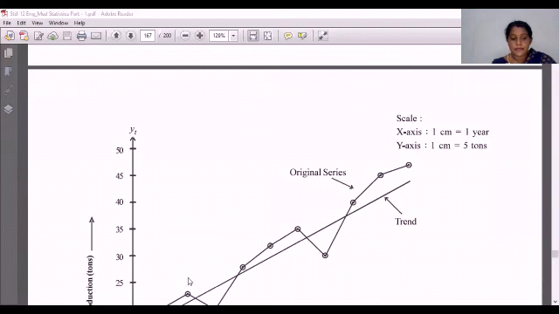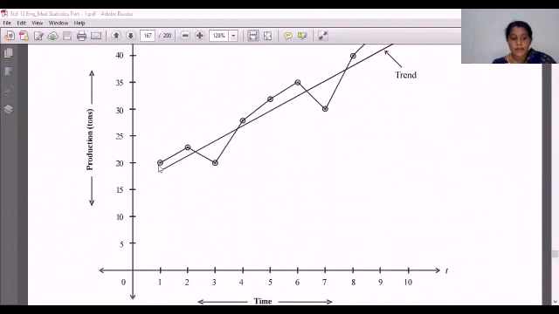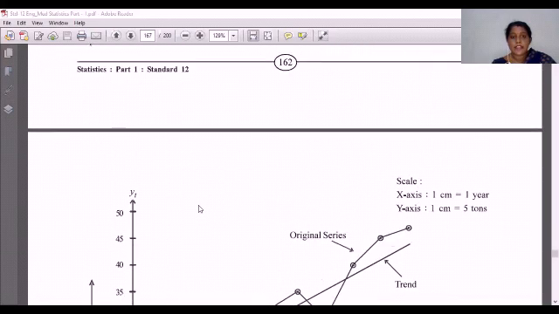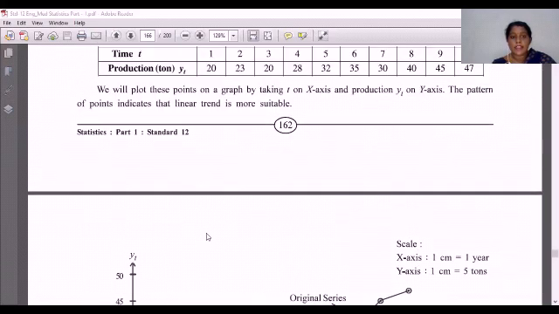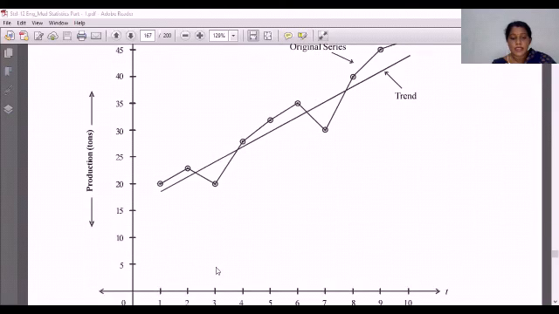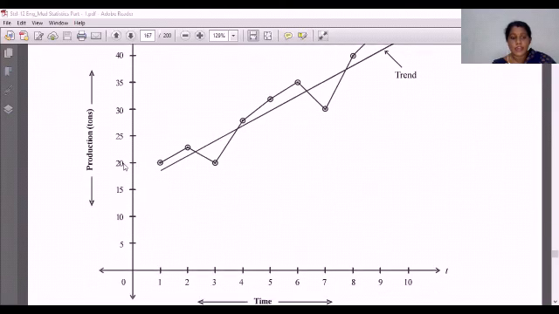So here one is 20. Then the second year it is 23. See, in between 20 and 25, here it is 23. Then the third year again 20. Then the fourth year it is 28. So like this they have drawn, connecting all the dots. Then this line is called a trend.